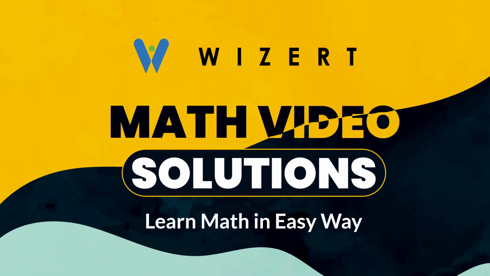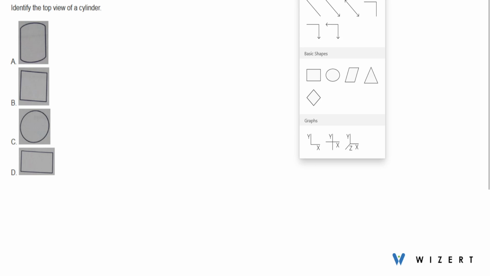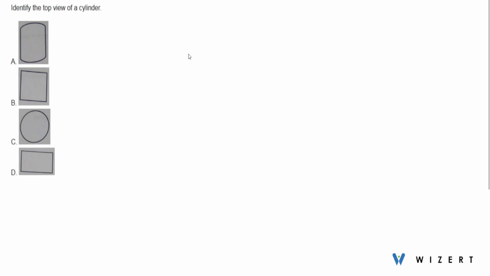So let's begin. According to the question, we have to identify the top view of a cylinder. So at first, let us draw a cylinder. I have to draw freehand only, so pardon me for my bad drawing. So this is a cylinder. Now we have been asked to find the top view of a cylinder.